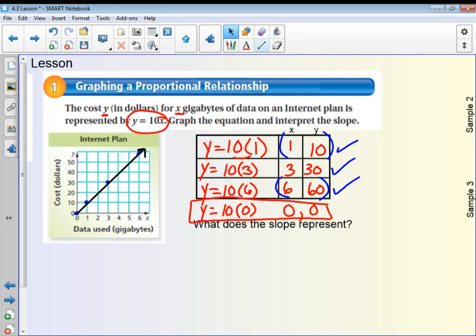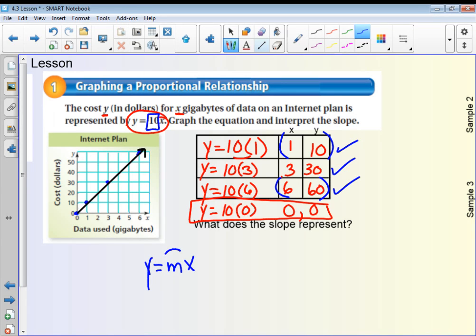The last part says interpret the slope. So once again, we need to review what the slope is. Well, the slope is the rise over the run. But in our equation, y equals mx, whatever number is in place of m is actually our slope. Okay, so the slope was 10. Well, what does 10 mean?